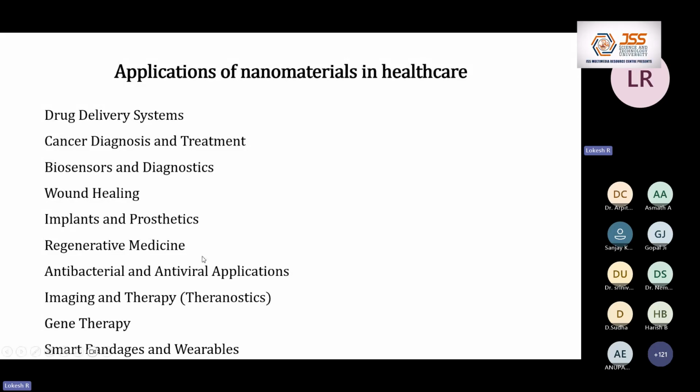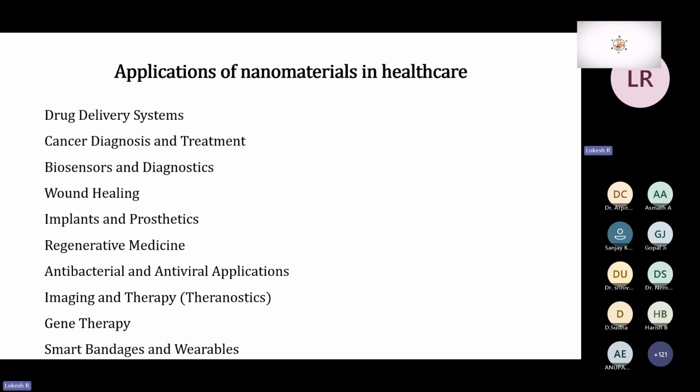The next application in healthcare is cancer diagnostics and treatment. So early detection of cancer is possible. Usually cancer is not cured, or the patient dies of cancer, because it is not diagnosed early. It is diagnosed at later stages. So early detection is possible using this nanotechnology.